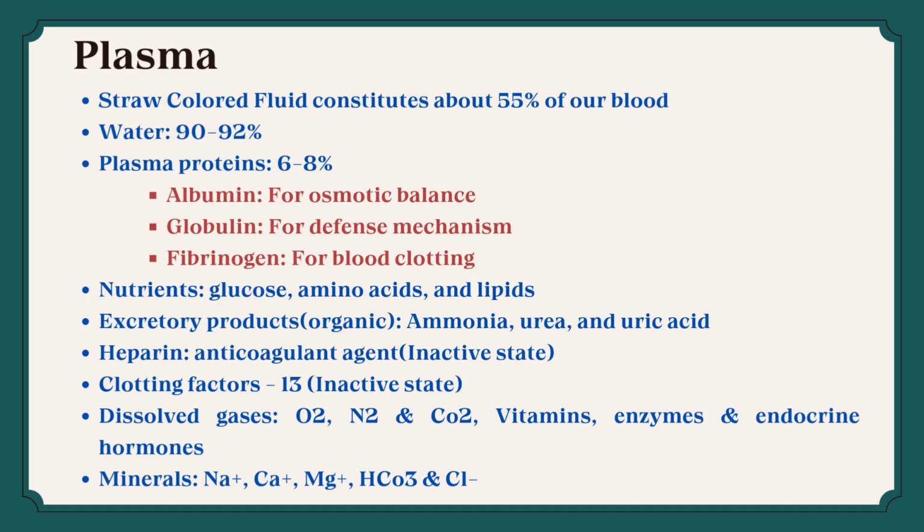Plasma also contains nutrients like glucose, amino acids, and lipids. It contains organic excretory products like ammonia, urea, and uric acid, and it also contains heparin in an inactive state, which is an anticoagulant agent, and 13 clotting factors which are in an inactive state. We will see the clotting factors in the upcoming slides. It also contains dissolved gases like oxygen, nitrogen, carbon dioxide, vitamins, enzymes, and endocrine hormones, and minerals like sodium, calcium, magnesium, bicarbonate, and chlorine.